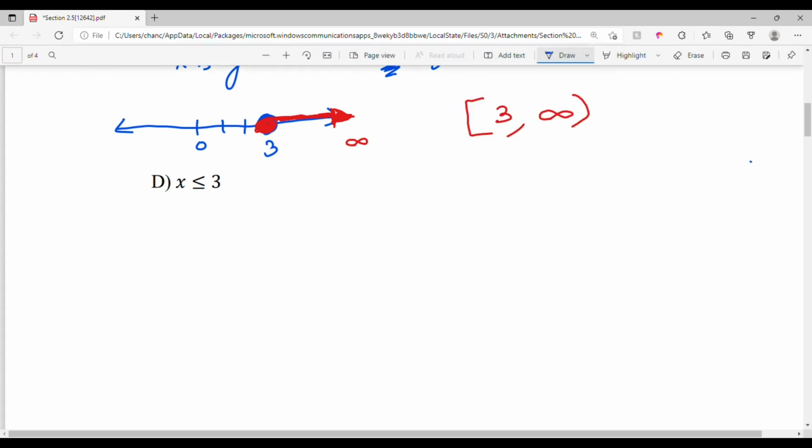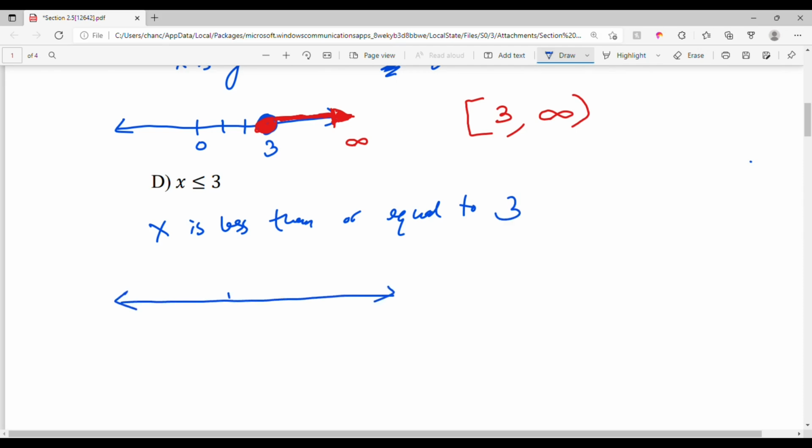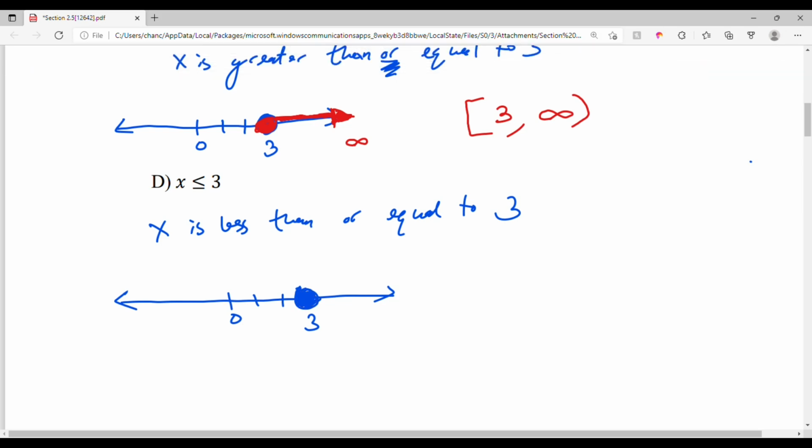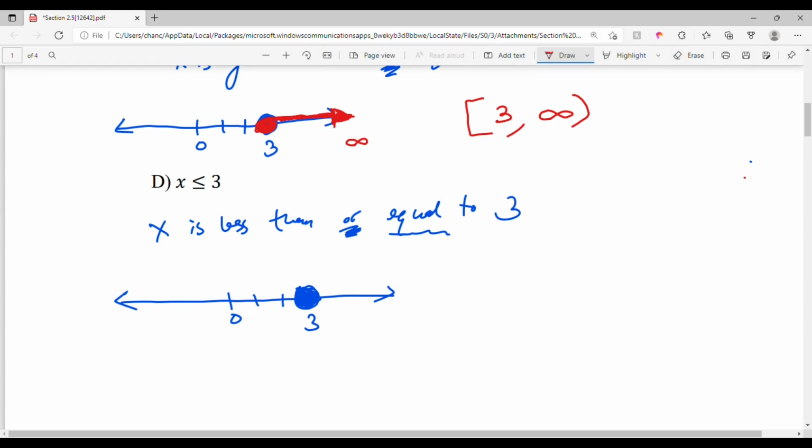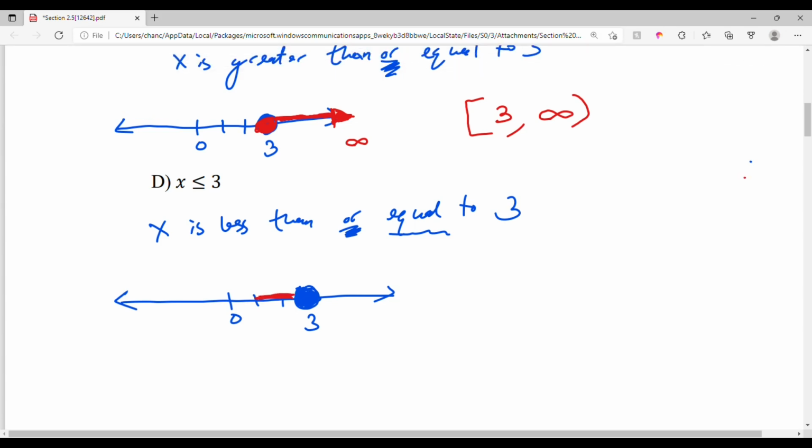For part D, this is pronounced x is less than or equal to 3. We'll start with a similar graph. 1, 2, 3. And this is going to be a closed circle again because it includes 3. It says x is less than or equal to 3. So draw a closed circle for the 3, and we're going to darken the left side because the values of x less than 3 are on the left.